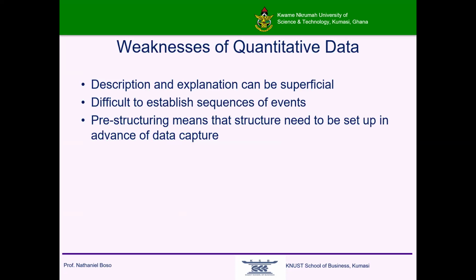How about its weakness? Descriptions and explanations can be superficial. It's just numbers you subjected to the software. It might generate relationships, but it doesn't mean they really exist. So at the end of the day, your interpretation of those statistics can just be superficial. It might not mean the real thing you are trying to project. And it's the reason why your quantitative studies should be firmly grounded in theory before you even go and collect data, because it is the theory that makes us have confidence in the analysis you get. It's not the data that gives us confidence.